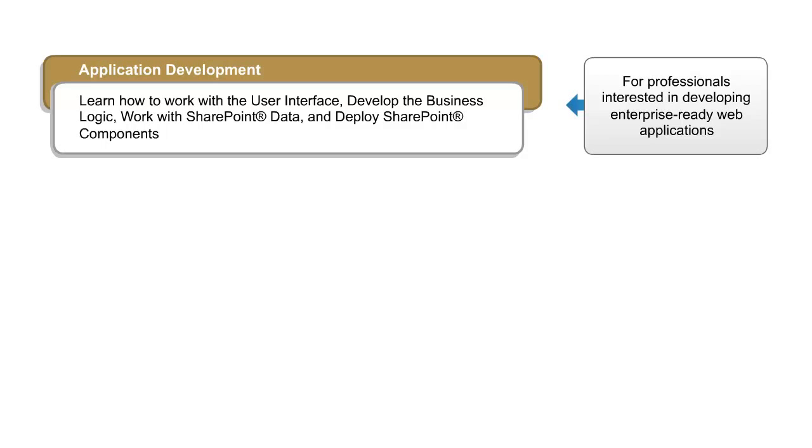As can be seen on the screen, there are two major learning tracks available for the MCTS SharePoint 2010 certification. If you are a professional interested in developing enterprise-class web applications that reflect the business logic involved in each functionality, you can consider taking up the Application Development Learning track. This would give you an in-depth exposure to elements like business logic development, SharePoint data access and usage, and working with the various components available in SharePoint.